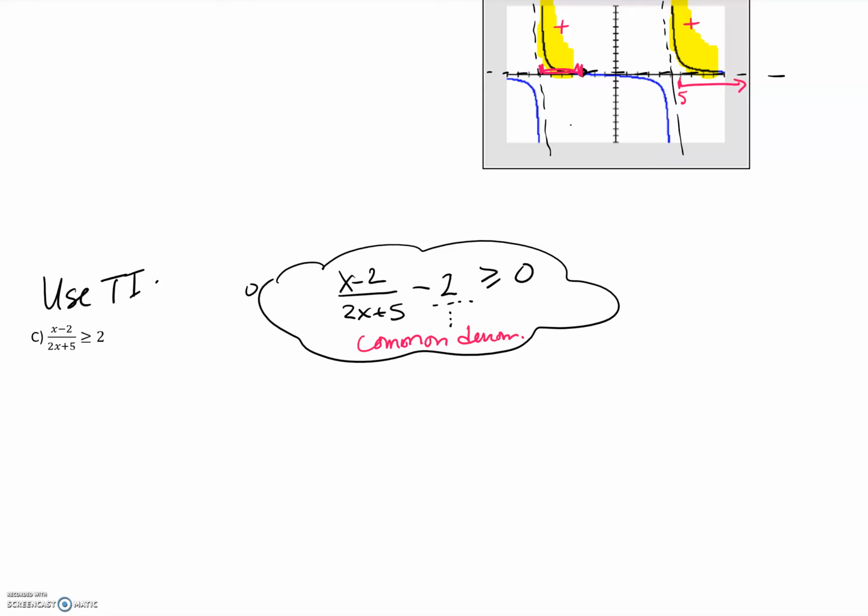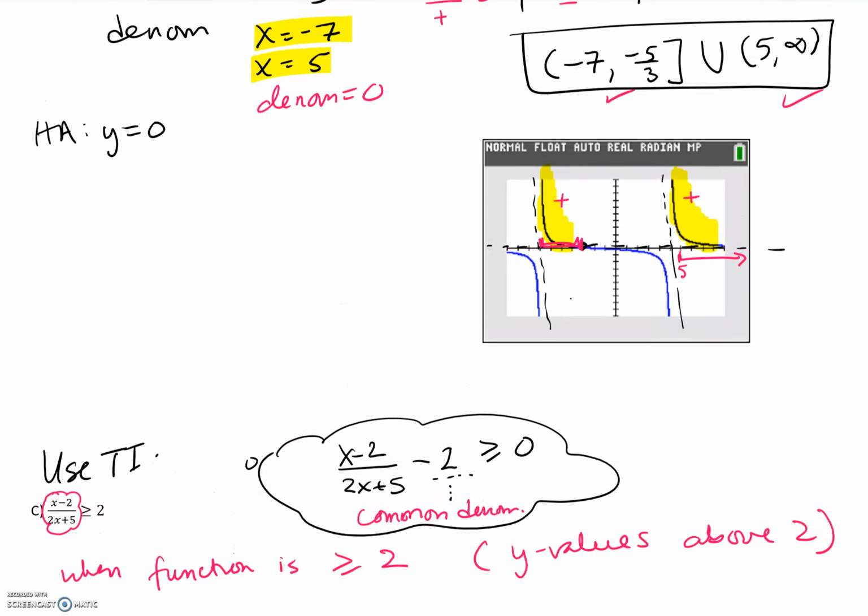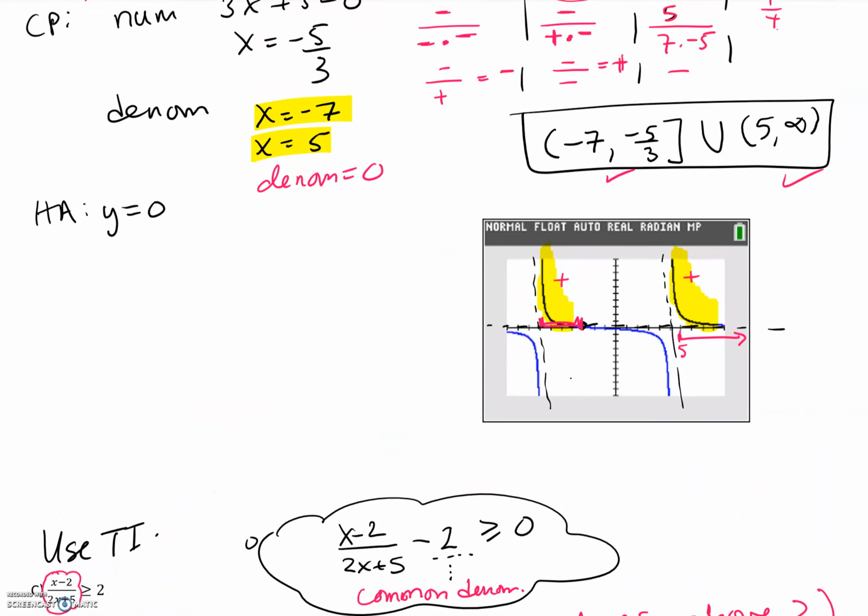So since I'm using the TI, I'm just going to see when the y values of the function are greater or equal to 2. In other words, y values above 2. In the previous ones, we would always compare them to 0.